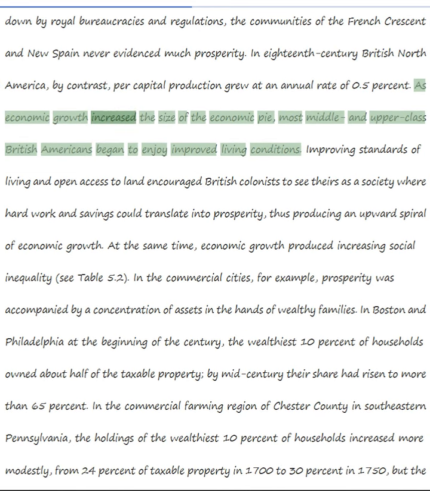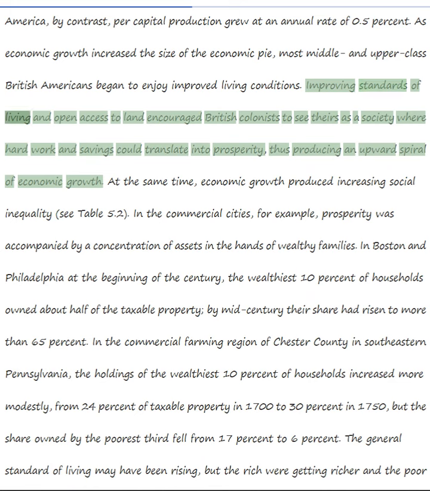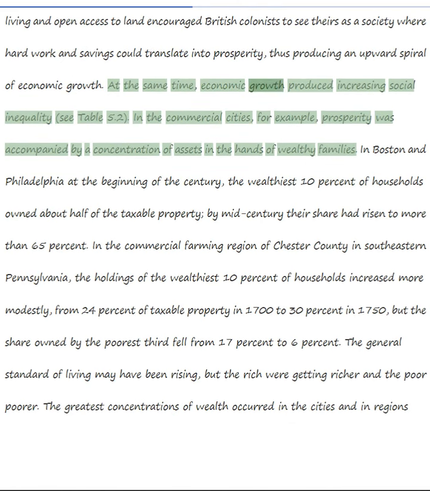As economic growth increased the size of the economic pie, most middle and upper-class British Americans began to enjoy improved living conditions. Improving standards of living and open access to land encouraged British colonists to see theirs as a society where hard work and savings could translate into prosperity, thus producing an upward spiral of economic growth. At the same time, economic growth produced increasing social inequality.